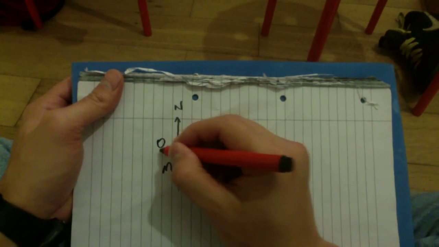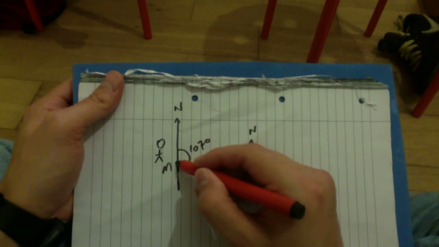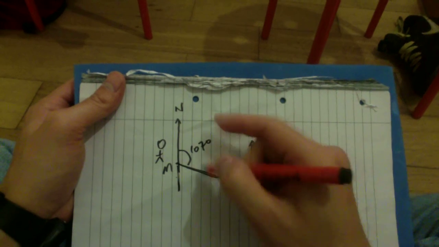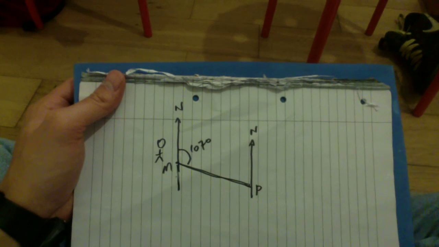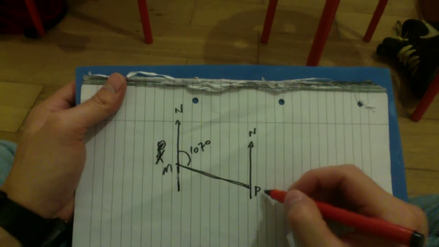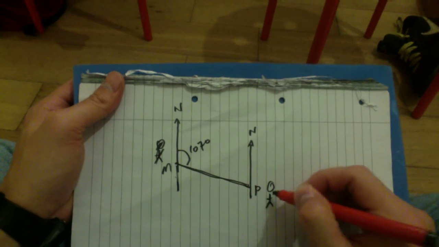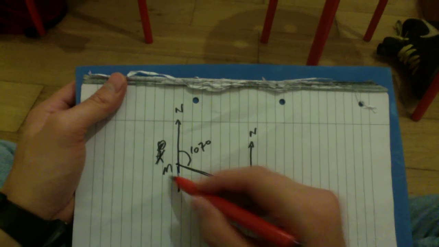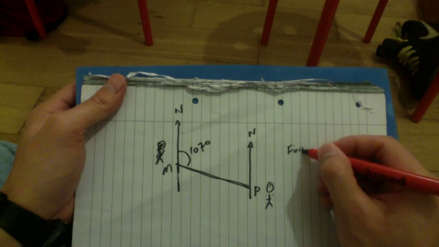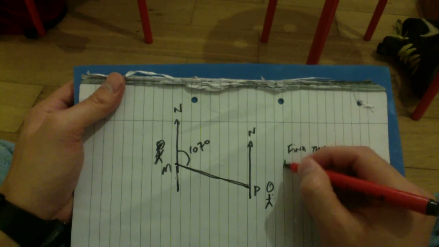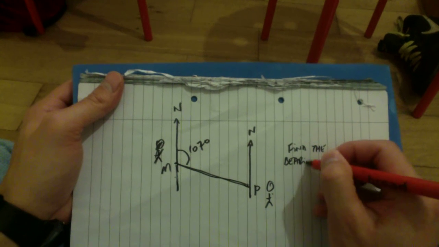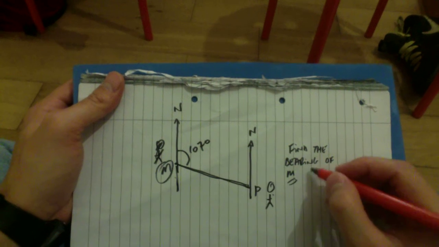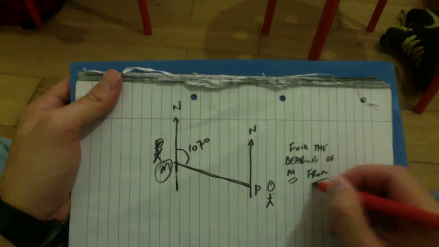Again, imagine you're a person starting here and you're trying to get to P. So actually, no, this is the wrong one. The question is you start from here, trying to work out how to get to M. So the question is, find the bearing of M, which is this, from P.